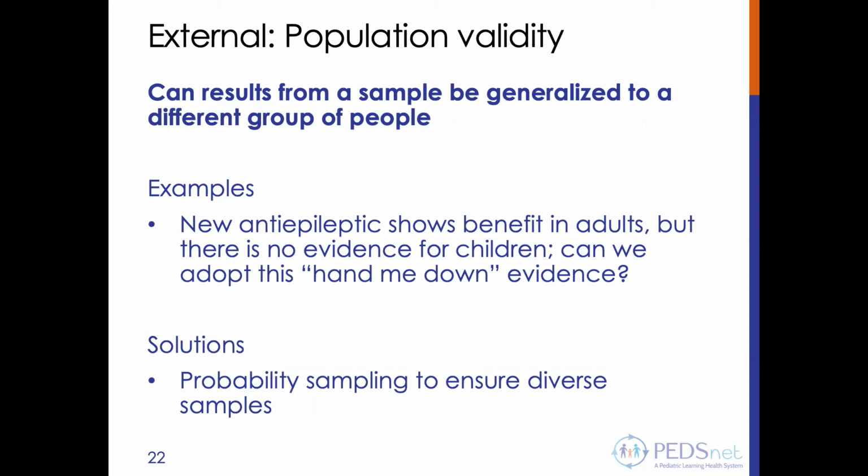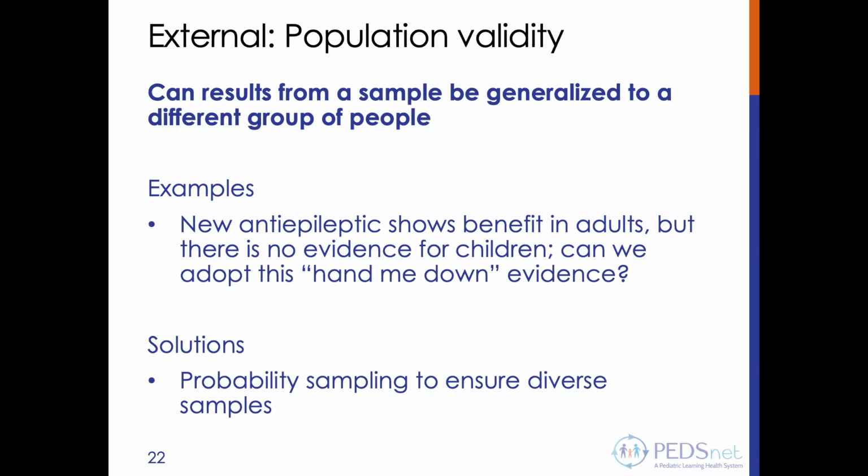Now, 3 basic types of external validity. There are many actually, but I like to boil it down to 3. The first is, can the results from the study be generalized to a different group of people? And this is a huge thing in pediatrics, right? 50% of drugs that we use in pediatrics are used off-label. They have evidence in adults, but no evidence in kids. So we use this hand-me-down evidence from adults. We're always asking the question, can we adopt the evidence for adults and apply it to kids?